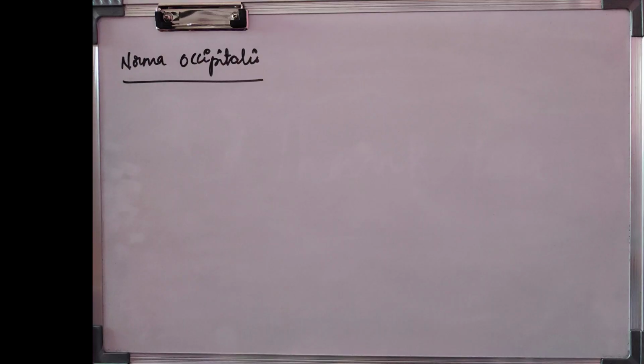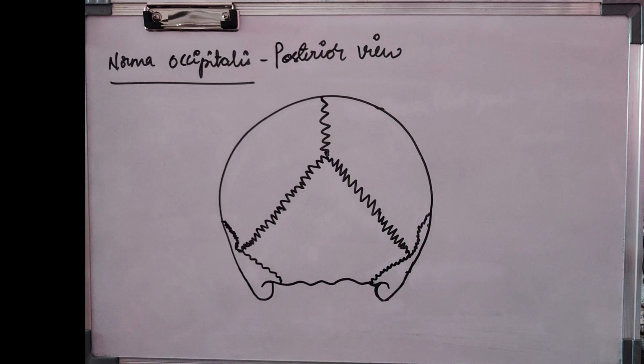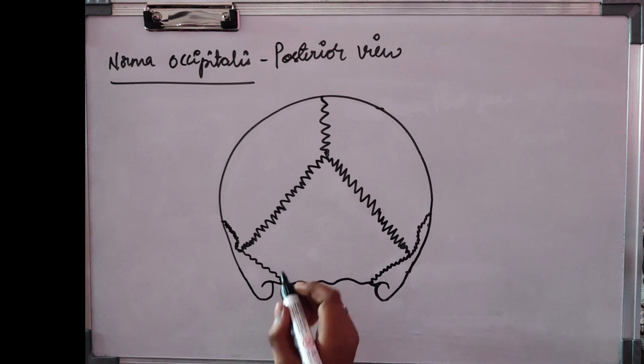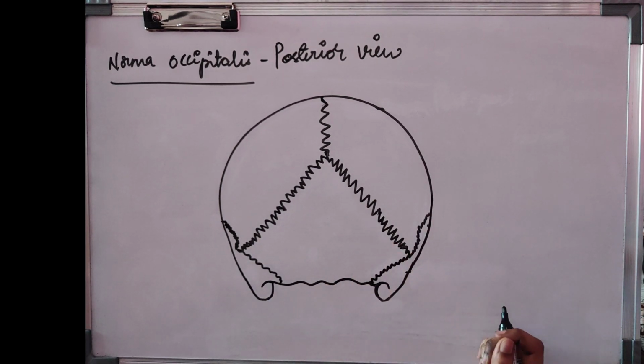In the previous video, we learned about Norma verticalis. Now let us move on to Norma occipitalis. In Norma occipitalis, we are going to study the posterior view of the skull. This is how the skull is going to look from the posterior aspect.